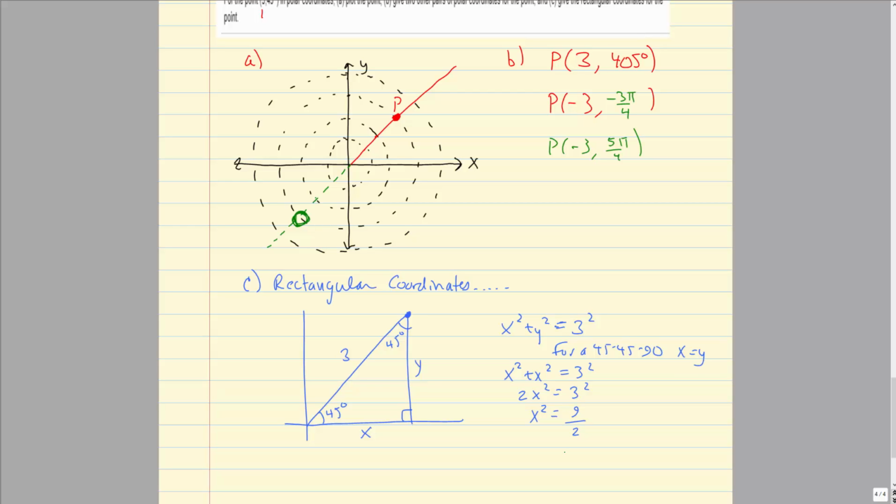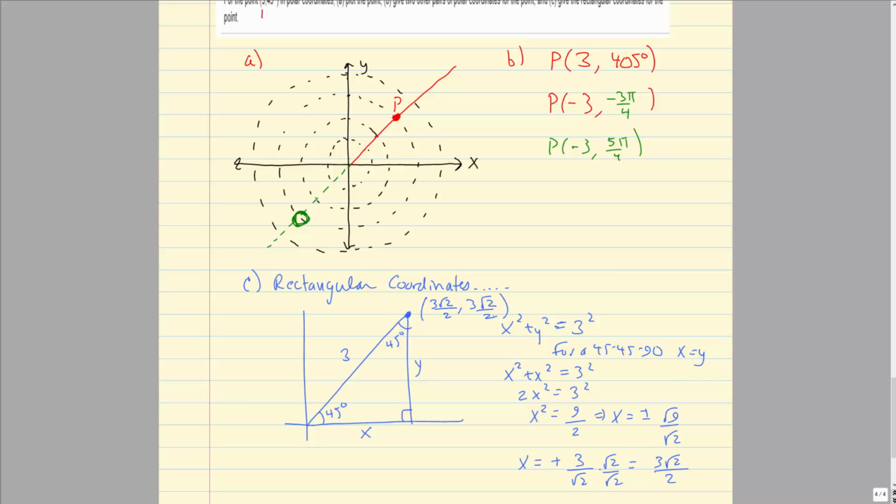From here, what I can do is take the square root of both sides. So here I'd have plus or minus root 9 over root 2. Now I'm in the first quadrant, so I'm just going to use the positive here. So this would be 3 over root 2. I'm going to multiply top and bottom by root 2, so this would be 3 root 2 over 2. So my x coordinate would be 3 root 2 over 2, and that would be the same as my y coordinate.